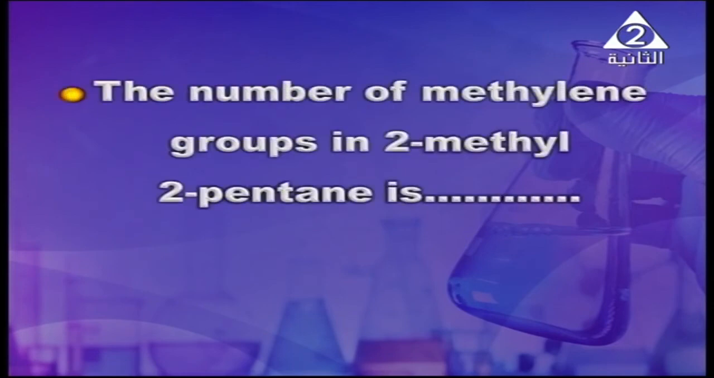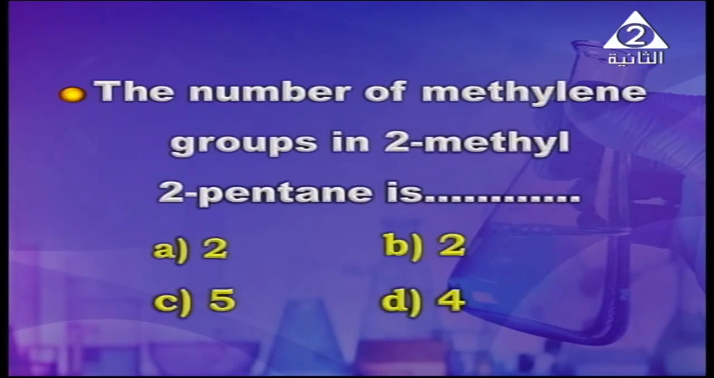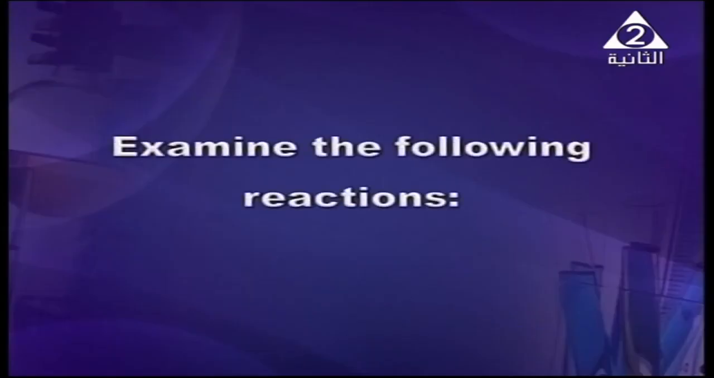Next point. The number of methylene groups in 2-methyl-2-pentane is what? If you draw the structural formula, my dear student, you will find the answer. 2, or 2, or 5, or 4. If you think about it, it will be 2.